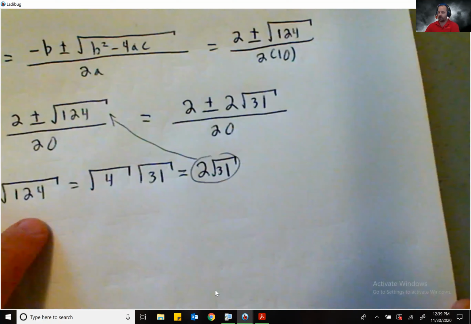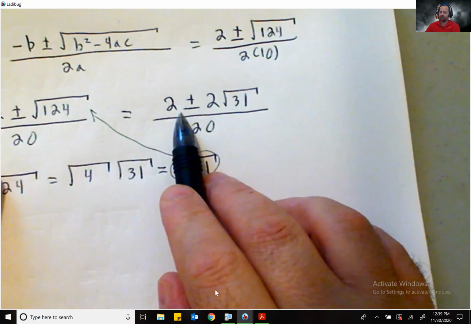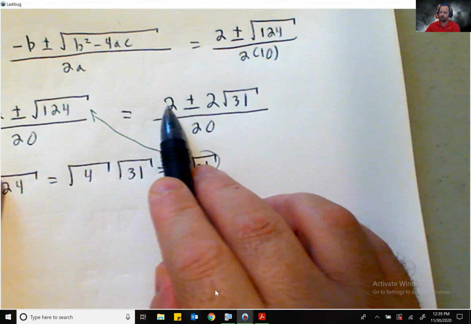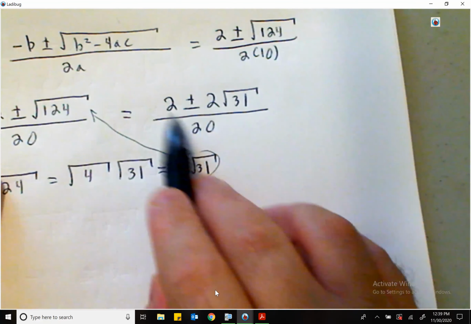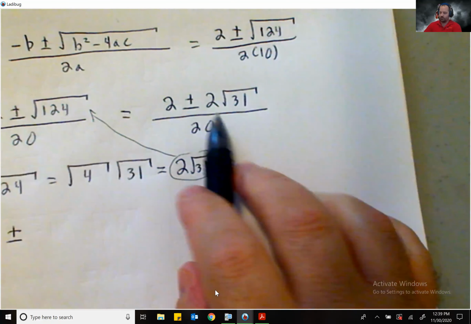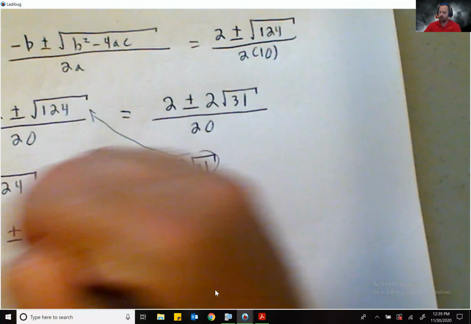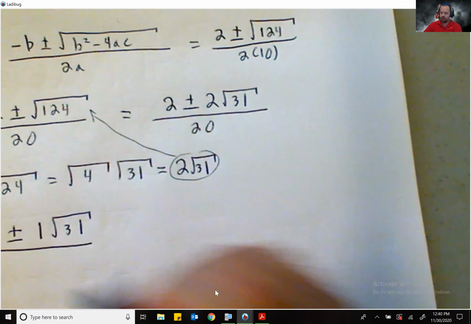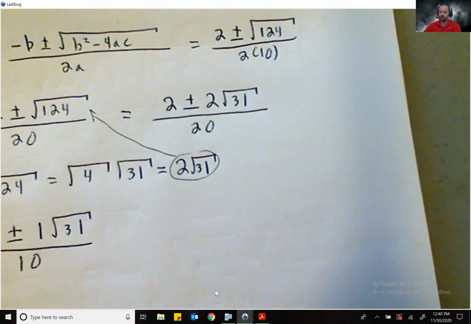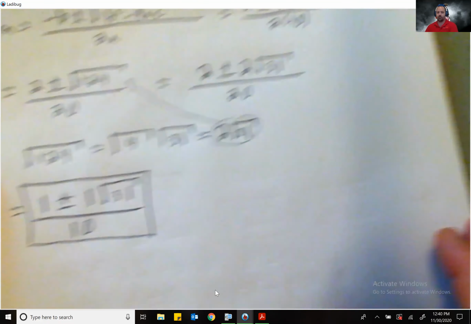And then last but not least, you're going to look at all of your numbers out here: 2, 2, and 20. Is there a number that divides all three of these? Yes. What number? 2. So in the end, 2 divided by 2 is 1, plus or minus 2 divided by 2 is 1 square root of 31. 20 divided by 2 is 10. That is our answer: 1 plus or minus 1 square root of 31 all over 10.